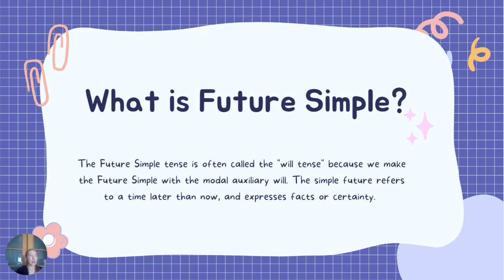For example, if you have already learned the topic like present simple, you can also find it on my channel, then you know that there are two auxiliary verbs, do and does. In the future simple, this is will. The simple future refers to a time later than now and expresses facts or certainty. So this is now. It was the past, so past simple. I have also got this topic on my channel, you can also watch it. And future simple, it's later than now. It's something that expresses facts or certainty.